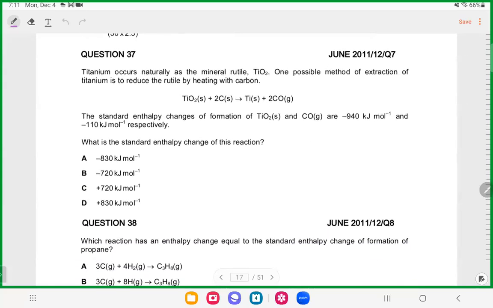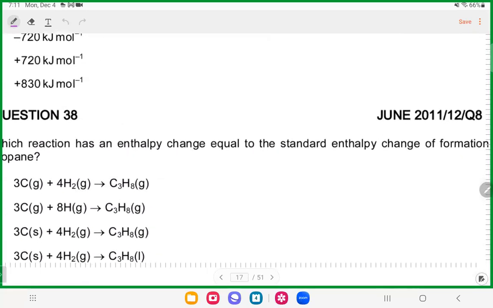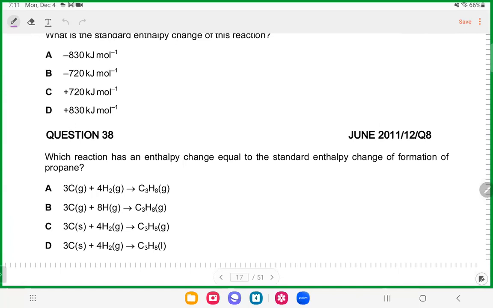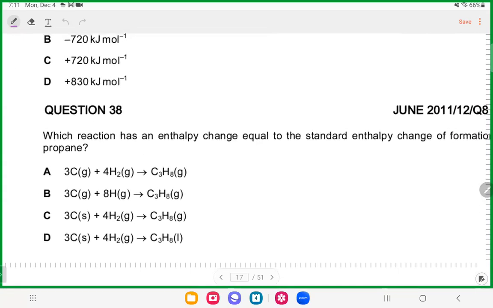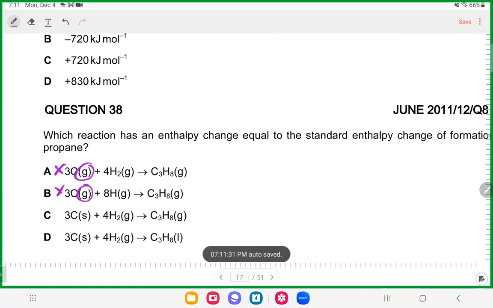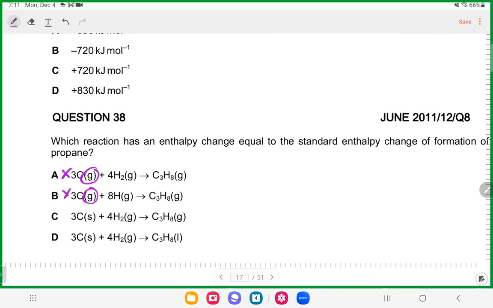This question is given. Which equation represents the enthalpy change of formation? Hurry up. A is wrong because carbon is in a... B, same reason की वजह से wrong है. C is the correct answer, but why D is wrong? Almost same है.